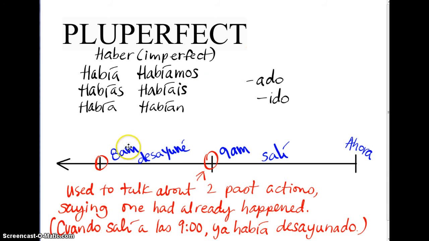And with the pluperfect, we actually have two past actions. And what we're saying is that one had already happened before another past action. So two of them that already happened, one happened before the other. So in this example, this is right now, jump back an hour, it was 9 a.m., I left my house, jump back an hour before that, it was 8 a.m., and I had breakfast. And my sentence would be, cuando salí a las 9, ya había desayunado. So the action that is furthest in the past is the one that's expressed in the pluperfect.